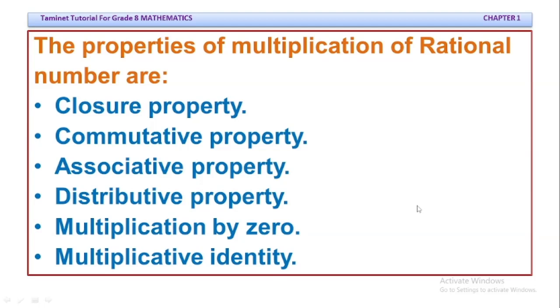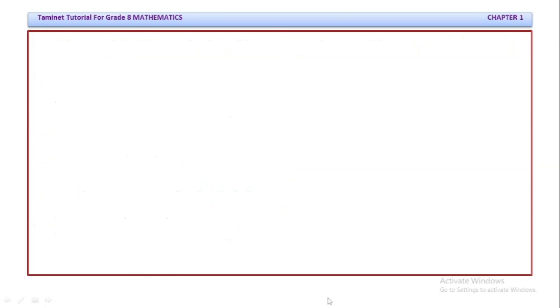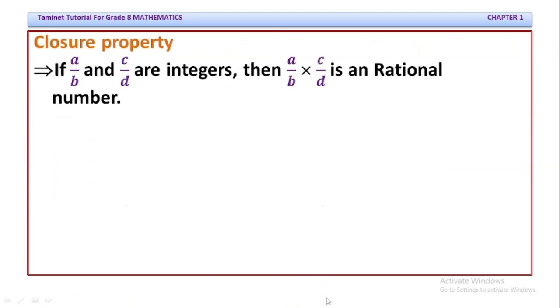What do you mean by closure? What do you mean by commutativity? What do you mean by associative property, distributive property, multiplication by zero and multiplicative identity? Let's discuss closure property. Closure property means if A over B and C over D are rational numbers or integers from the set of rational numbers, then A over B times C over D is a rational number.